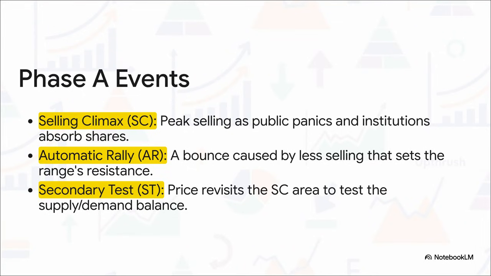First, you get the selling climax, the SC. This is pure, unadulterated fear. Everyone is dumping their shares. But who's on the other side of that trade? The institutions. They're absorbing it all. That violent stop is followed by an automatic rally, the AR. That's the market's first gasp for air, and it sets the ceiling of our new trading range. Just like that, the battle lines are drawn.